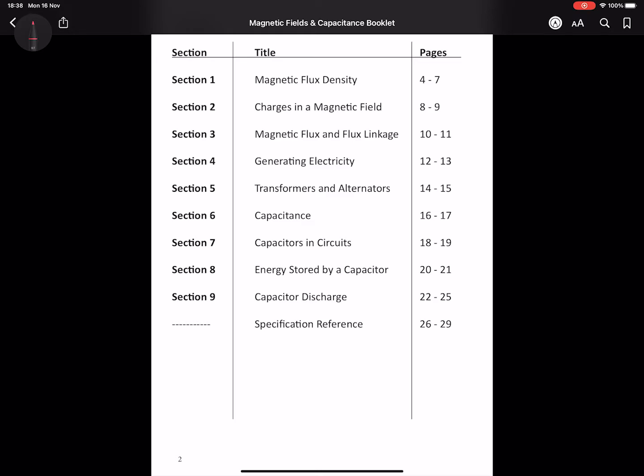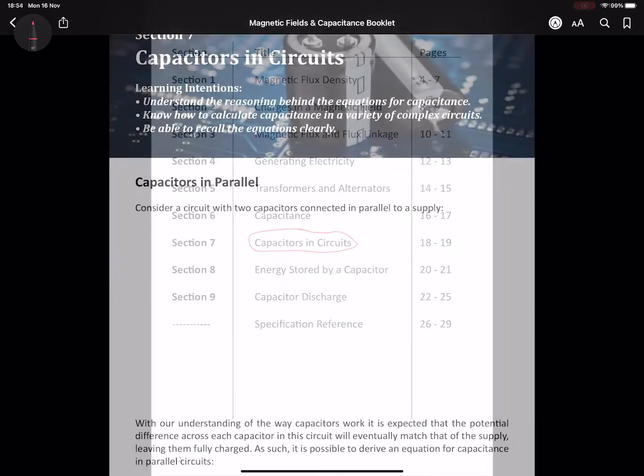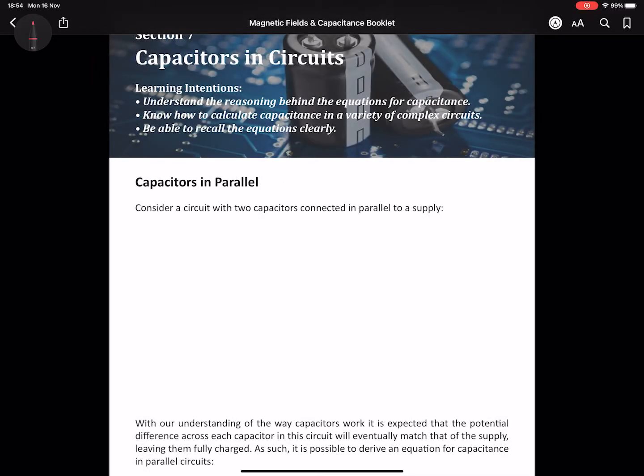In this video, we'll be looking at the capacitors in circuits section. Now, when considering any components like a capacitor or a resistor in a circuit, we need to consider whether or not it's positioned in series or parallel. Much like with resistors, it has a huge effect as to which position we are placing it in. So let's consider parallel first.